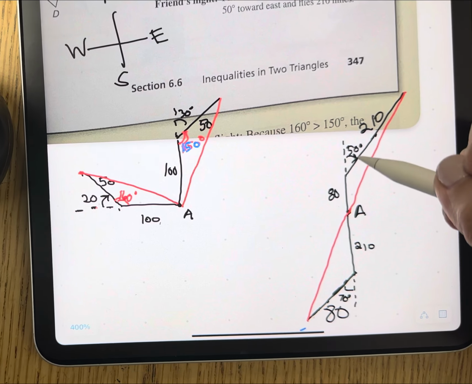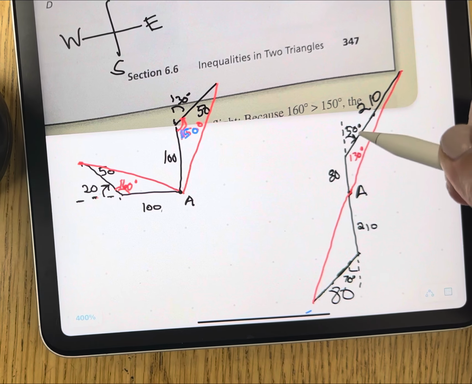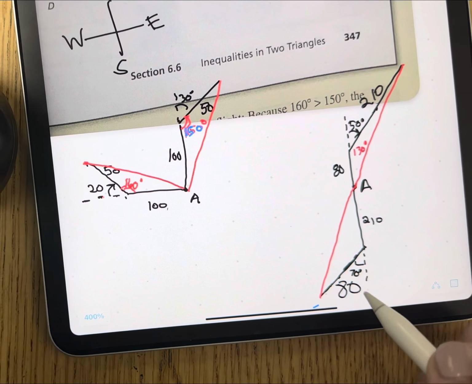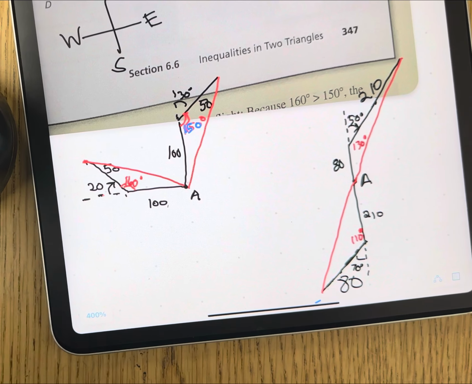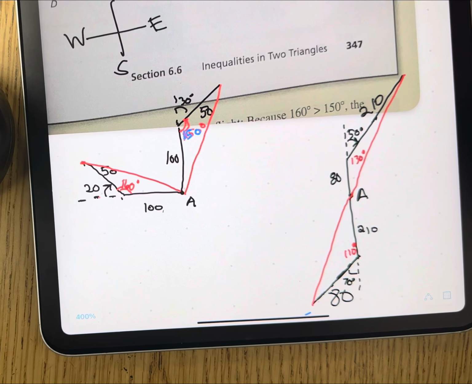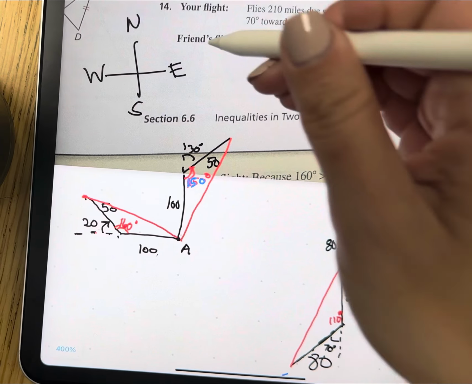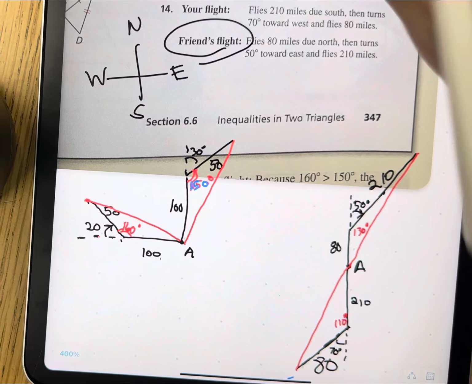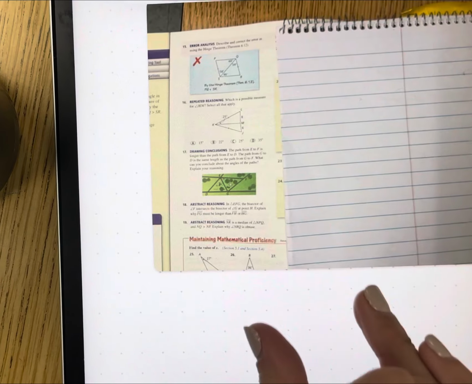And now 50, again, subtracted from 180. This is 130, because these two make a straight line. And then over here, 70, this is 110. So this time, my friend's flight took the bigger angle, so traveled further from the airport. All right. Okay. Somewhere here, I have the next two problems.